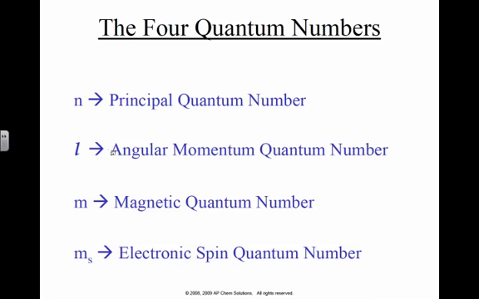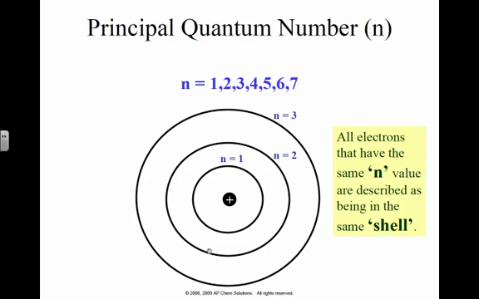The L is the angular momentum quantum number. Sometimes they call that the azimuthal number. That's going to tell you the sublevel. The m sub l is going to be the magnetic quantum number. That's going to tell you which orbital it's in. And then the m sub s is the electronic spin. Is it spinning clockwise or counterclockwise? Okay? So the principal quantum number, n, is which energy level? The lowest energy, higher energy, and then continuing on in higher energy. This energy level is sometimes referred to as a shell.